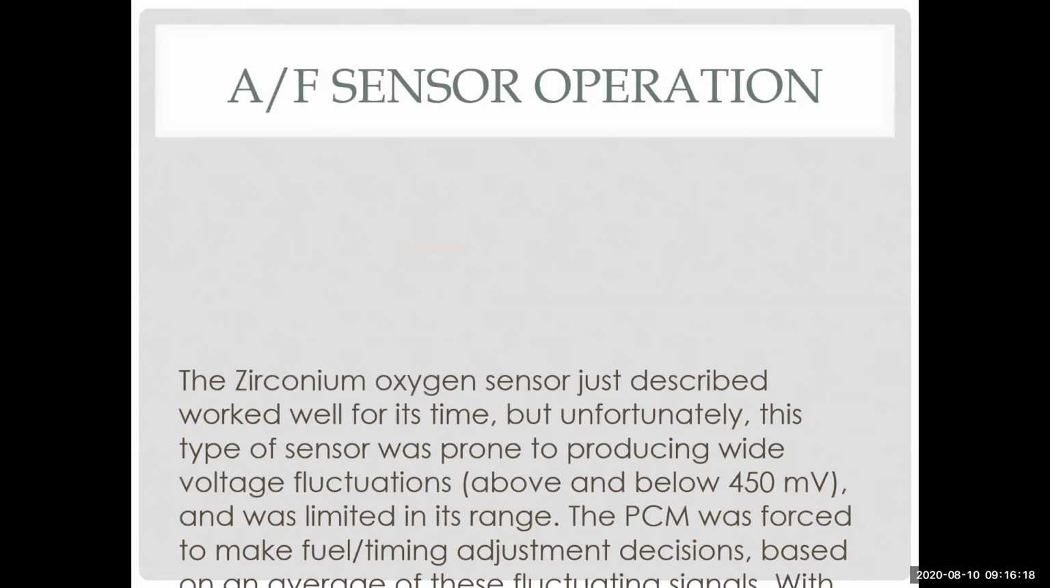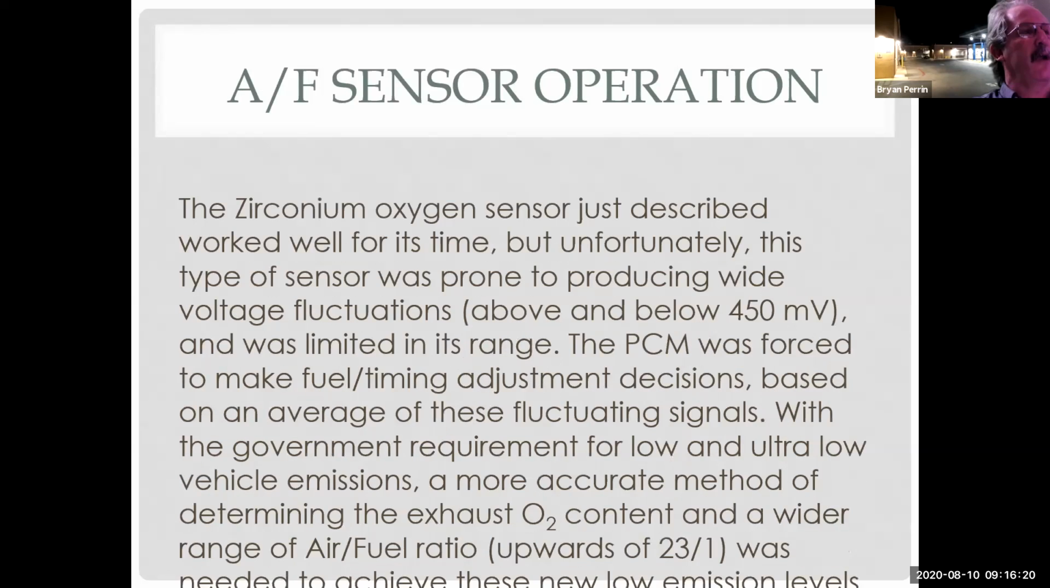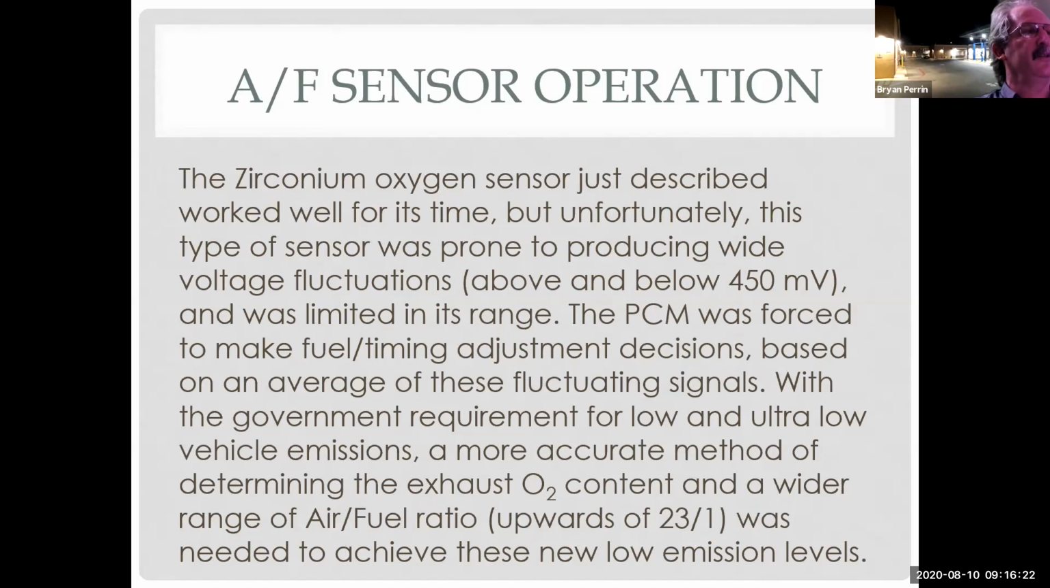The zirconium oxygen sensor just described worked well for a time, but unfortunately, this type of sensor is prone to producing wide voltage fluctuations above and below the 450 millivolts and has a very limited range. And we saw that in the lambda picture, that it really only switches at 1 lambda. The PCM was forced to make fuel and timing adjustment decisions based on an average of these fluctuating signals.